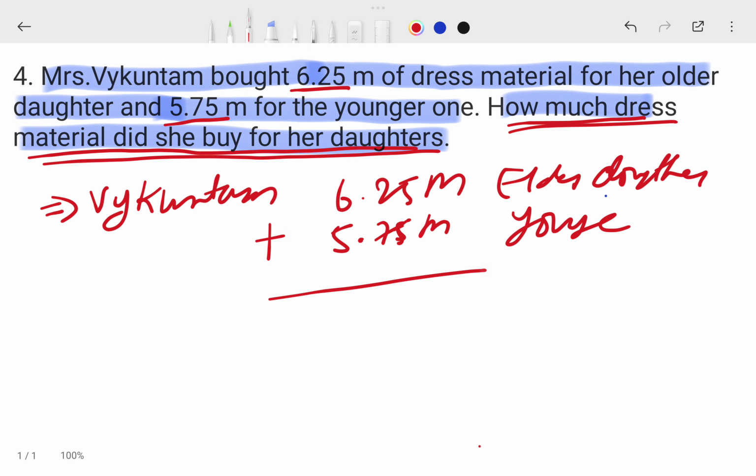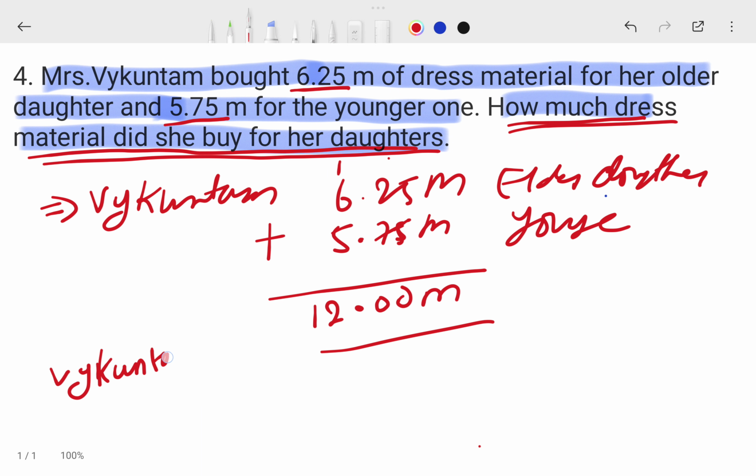If you add both of these, you will find this is meters. 10, 1 is here, 7 plus 2, 9, 9 plus 1, that's going to be 10. Point 1 here, so dot is there, put a dot. 5 plus 11, 11 plus 1, that's going to be 12. 6 plus 5, 11, 11 plus 1, 12. So this is going to be 12. So how much dress material did he buy for his daughters? First write the name, Baikunt, bought 12 meters.